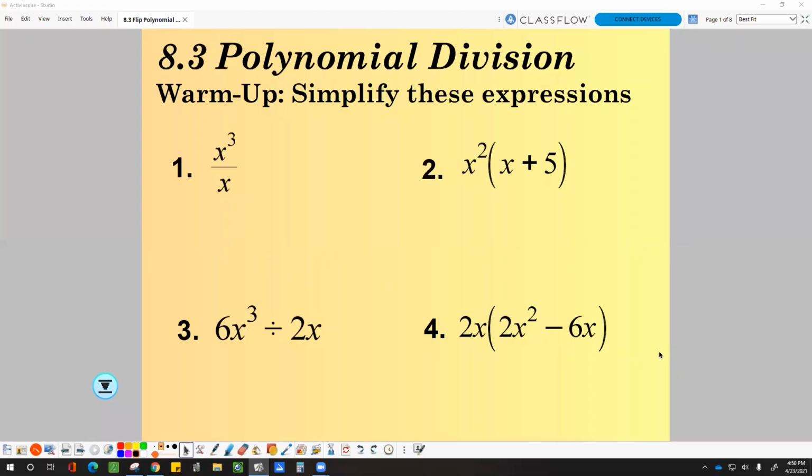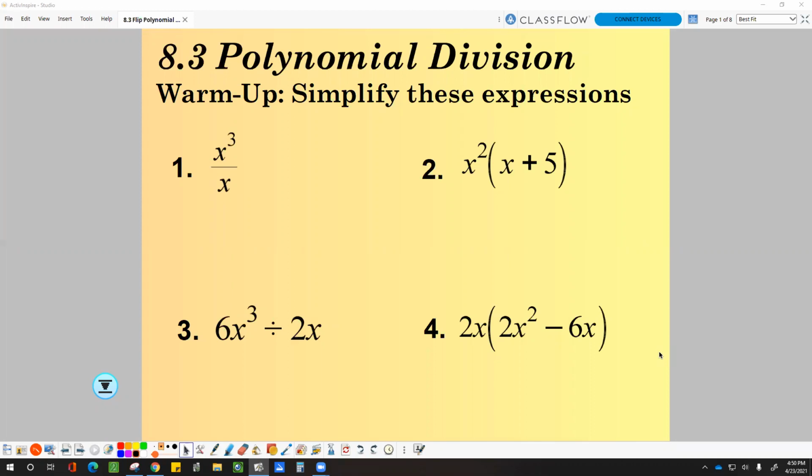So our lesson today is 8.3, Unit 8, Lesson 3, Polynomial Division. And to be able to do polynomial division, you need to have these skills. You need to be able to simplify these types of expressions. I think you can do these.